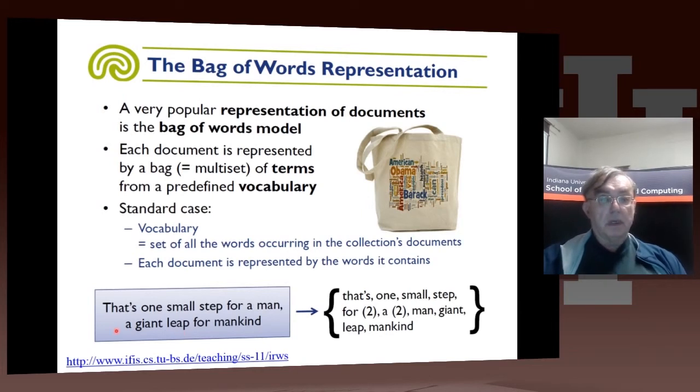So, documents are represented by the terms. The terms, of course, are just cleaned up words, and documents are represented by the words they contain. If we take our standard phrase, that's one small step for man, a giant leap for mankind, you see that occurs once, one occurs once, small, step occurs once, for occurs twice, a occurs twice, man, giant, leap, and mankind all occur once. So that's the vector. Of course, you typically don't use words like a in any search engine. You remove such things.